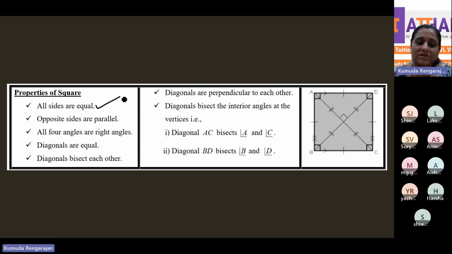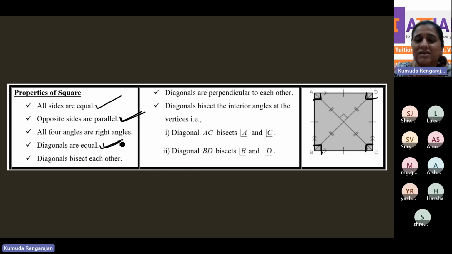Square, all sides equal. We know that in a square, all the sides are equal. In a rectangle, only opposite sides are equal. In a square, all sides are equal, like in a rhombus. Opposite sides are parallel because it's a parallelogram. All 4 angles are right angles. All these 4 angles are right angles.